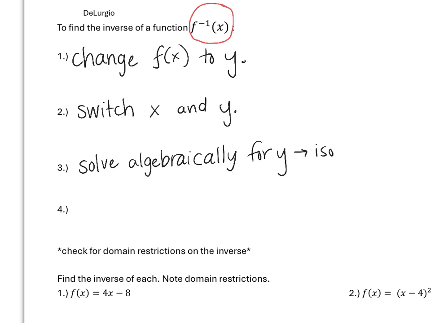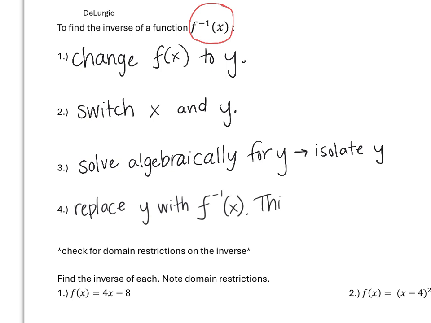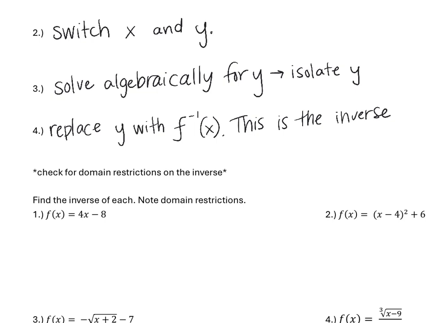So essentially what we're doing is isolating y. So get something y equals. Then at the end you replace y with your inverse notation. And this is your inverse. Okay, just so we don't forget, we always need to check for domain restrictions on the inverse and on the original, because if we're going to talk about them, we have to talk about them in terms of they might have certain domain restrictions.